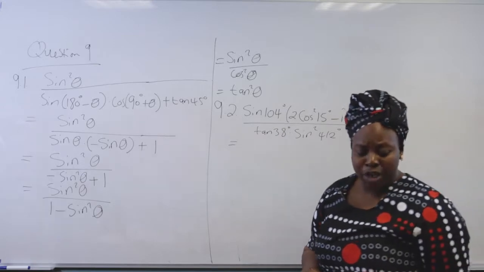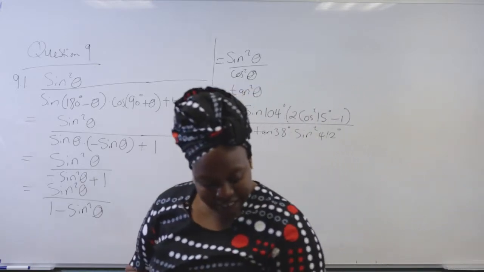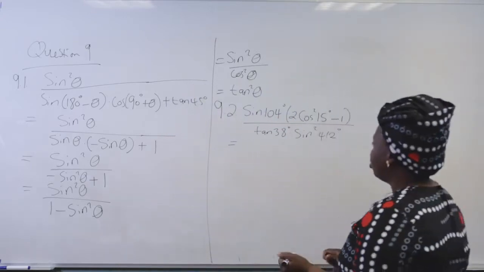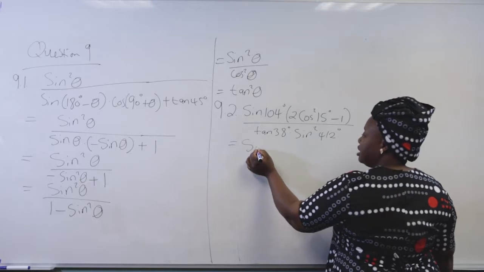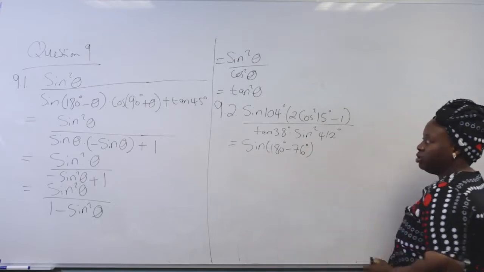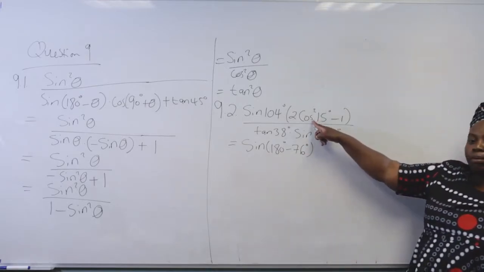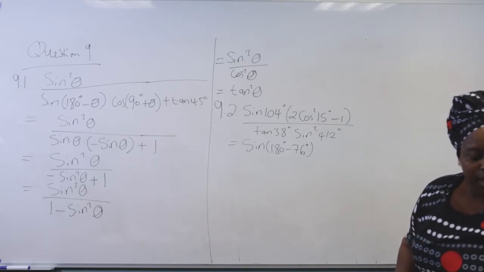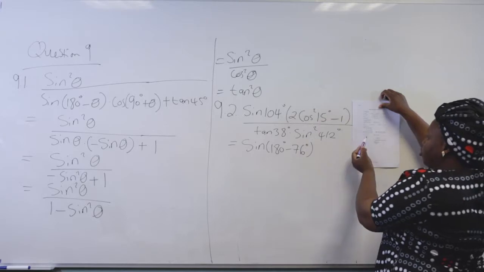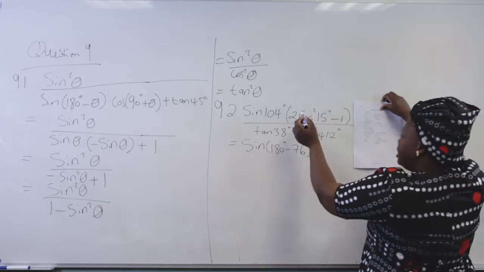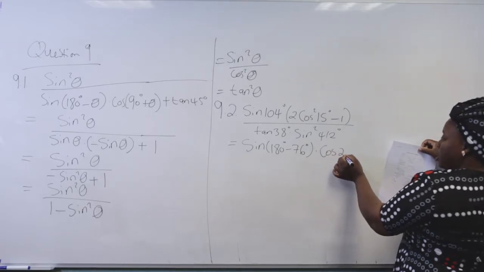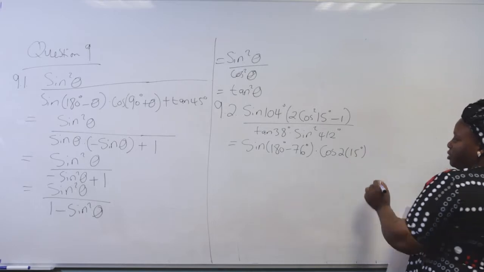Everything that you do, you must make sure that it takes you to what is there. So if I say 180, and then I subtract 76 from it, I'll get 104. So this is sine of 180 minus 76, which is the same as 104. And this is my double angle for cos from the formula sheet. So your formula sheet is telling you what you need to do here. 2 cos squared 15 minus 1 is a double angle. So we're going to rewrite this as cos of 2 times 15 degrees.